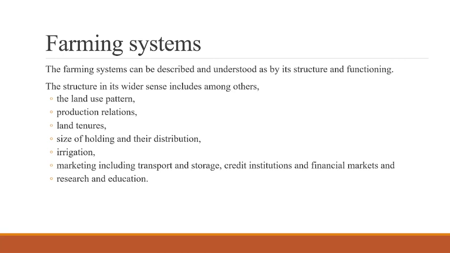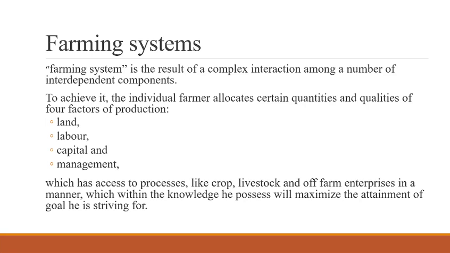The structure in its wider sense includes the land use pattern, production ratios, land tenures, size of holding and their distribution, irrigation, marketing, transport and storage, trading institutions, and financial markets, as well as research and education. So, as already explained, a farming system is the result of a complex interaction among a number of interdependent components.